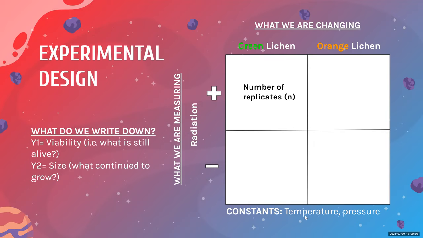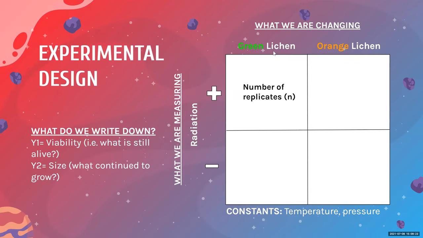So for this experiment, I want the temperature to be the same. I want the pressure to be the same. I want everything but the things in the box to be the same. And in the middle, you can also put how many times you're going to repeat this experiment or how many lichens you're going to look at from this green lichen.